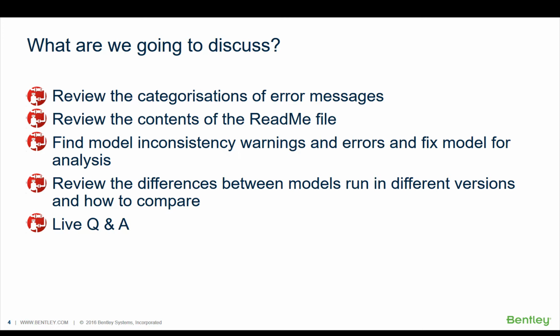So in today's Tech Talk, we will start by looking at the category of different errors. I will then show you what information is available in the Readme file and how useful it can be, something many users simply ignore. We will then consider two examples and demonstrate how to use the information available to understand what is happening. One will have errors and warnings in it. The other will show different results from identical models run at different code years. After that, we should have time left for Q&A, so please consider some questions and type them in the chat window.